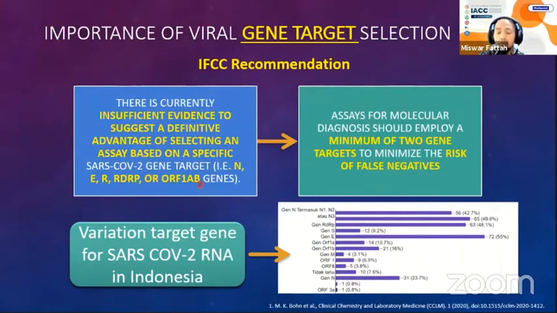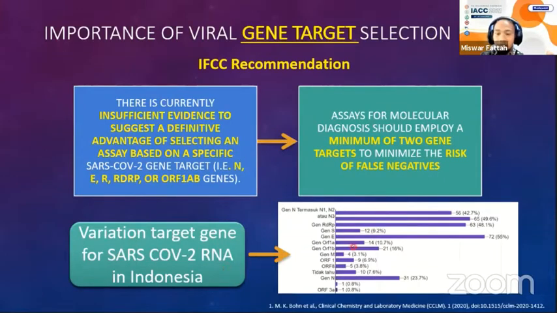So the IFCC recommends that assays for molecular diagnostics should employ a minimum of 2 gene targets. The main aim of this minimum is to minimize the risk of false negatives. This is very important. And if we look at the situation in Indonesia, there is variation in target genes.